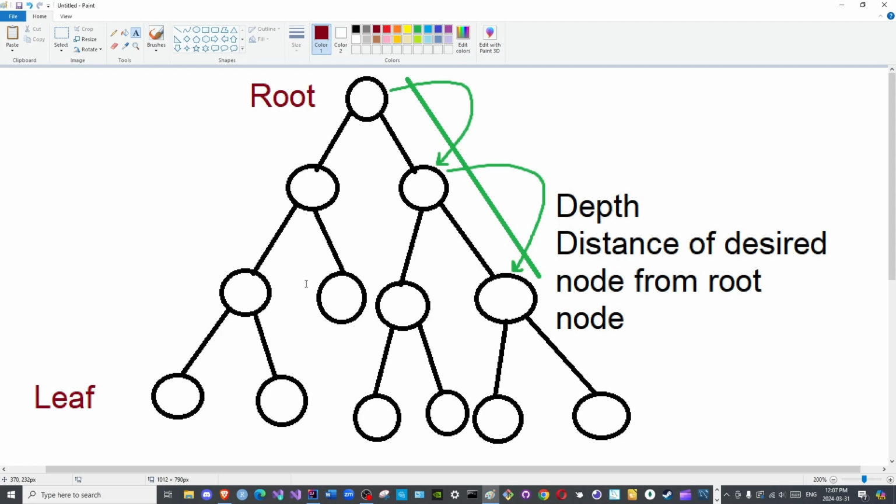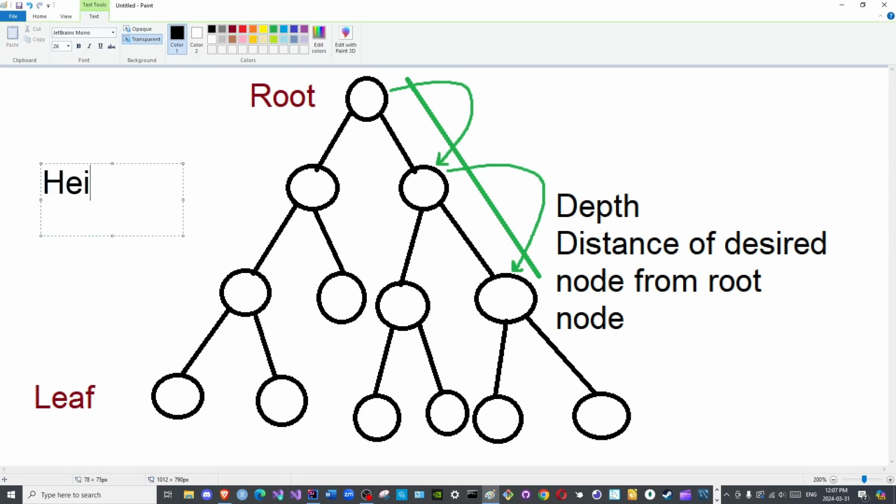Why do we need to know this? Because leaves are used to calculate the height of the tree.